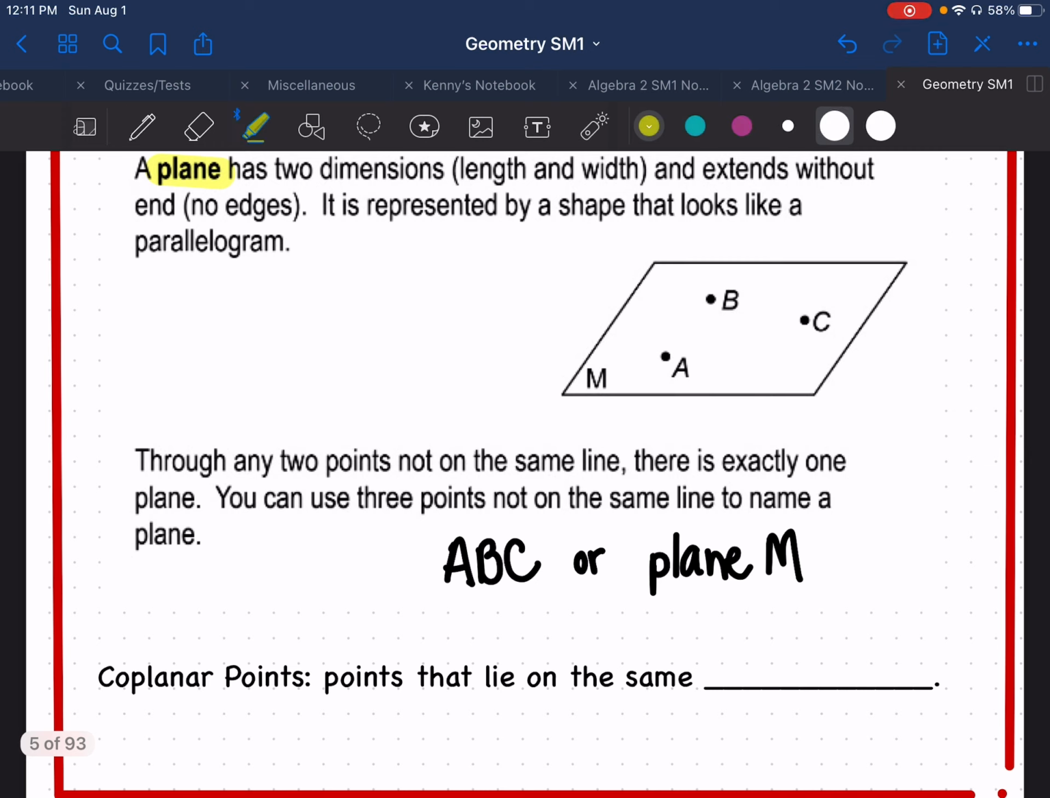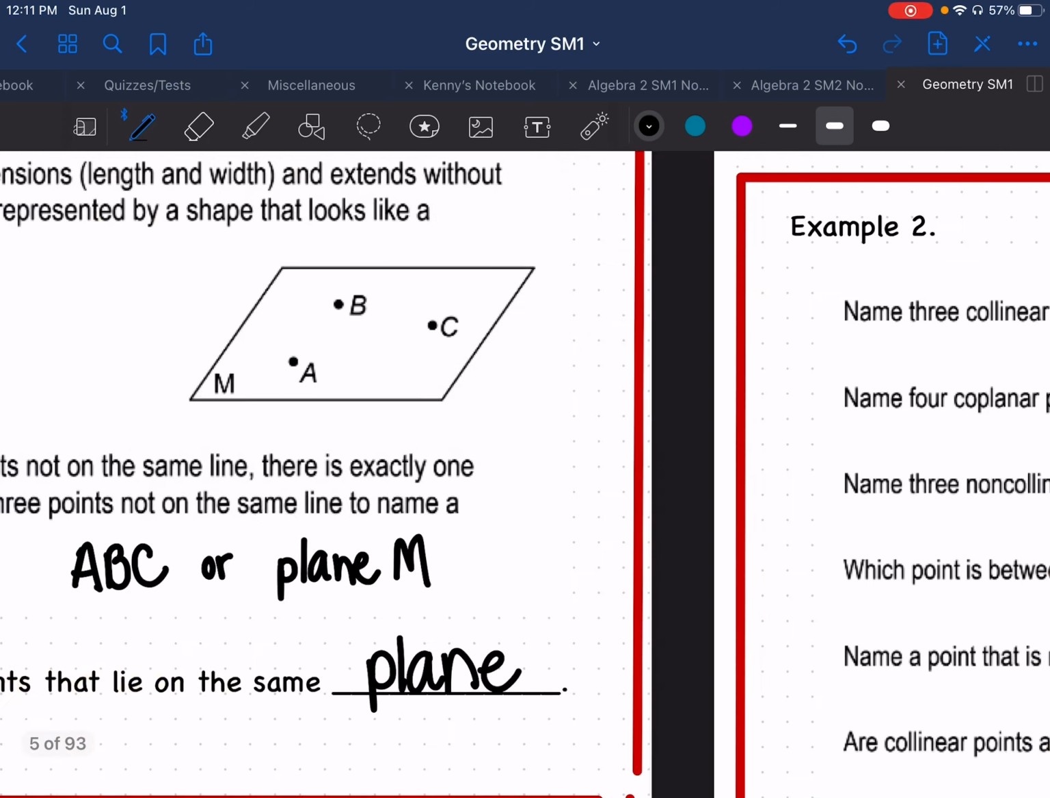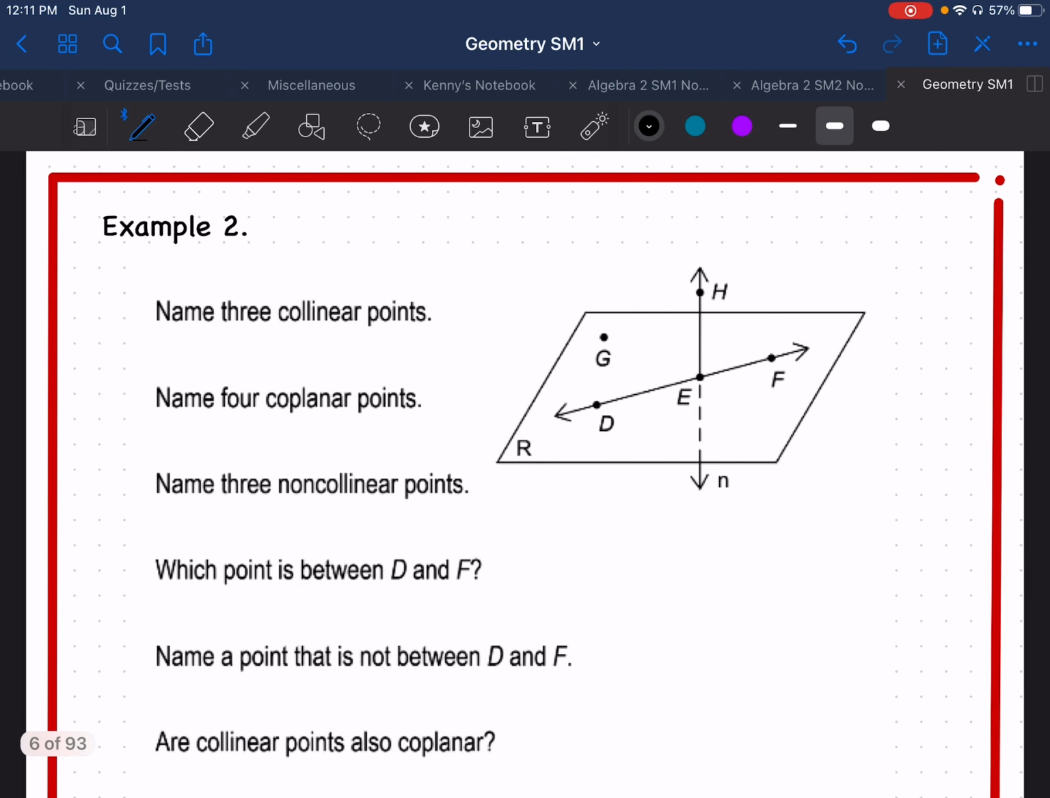All right. Coplanar points are points that lie in the same plane. Very similar to what we just saw with collinear. Coplanar just means same, planar, plane. Let's go ahead and take a look at example 2. Name 3 collinear points. So I need to find collinear points, 3 points on the same line.